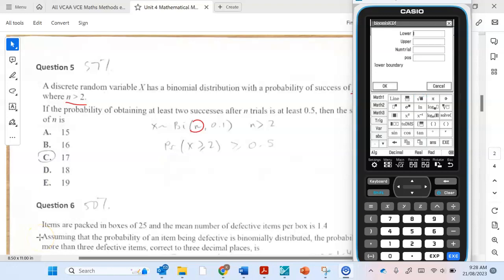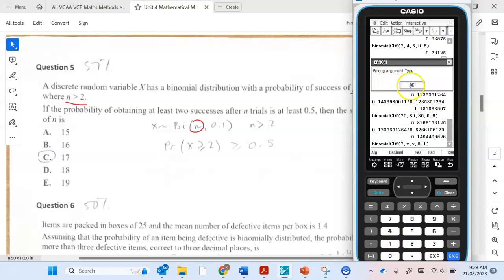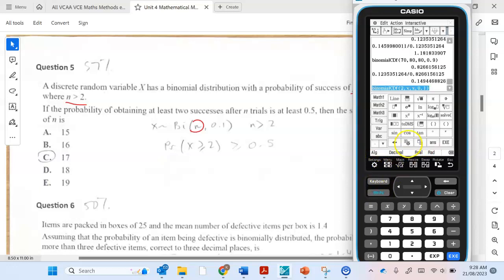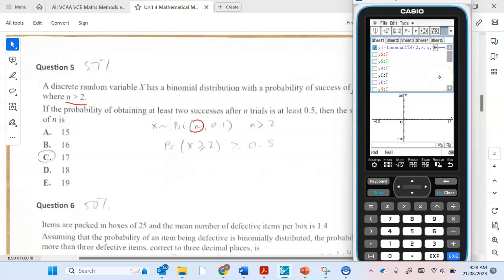Alright, so our lower limit is 2, our upper limit is x, number of trials is x, and the probability of success is 0.1. You'll get that error message, just remember to ignore it. We just want to copy and paste that. So copy, and we're going to paste it into graph. Now I've already done that because I checked it before I started doing this. So just copying it in, and just make sure it's ticked, and then we go to the table.